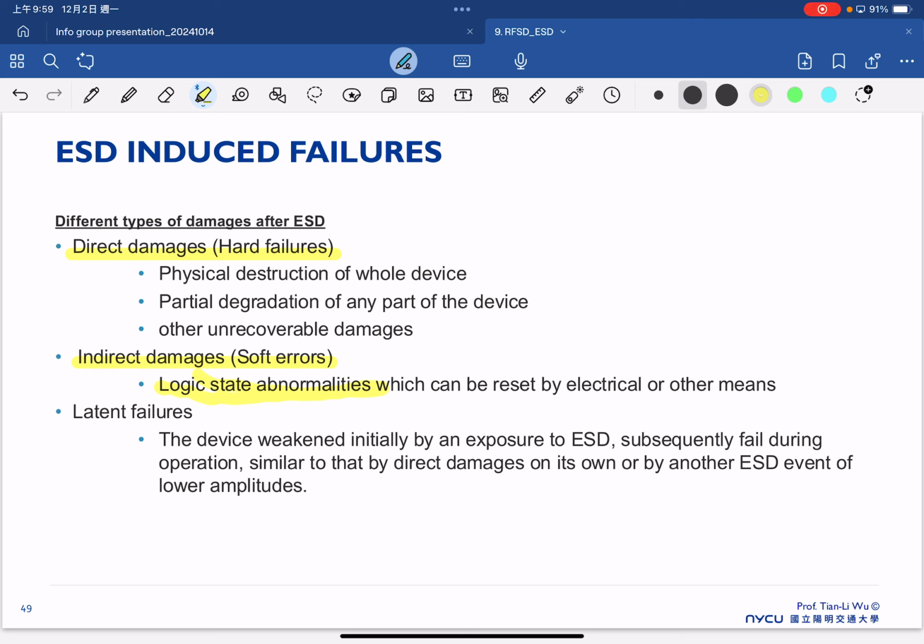And the third one is the latent failure. So the device is weakened by the ESD event. The ESD already creates a certain latent defect, so the device is getting a little bit weak, but it will fail after later operations or after a later ESD event. So this can also be caused by ESD-induced defects.